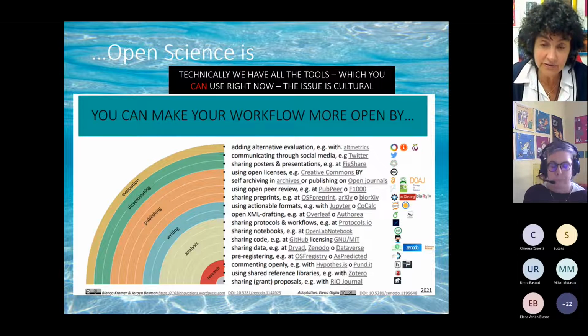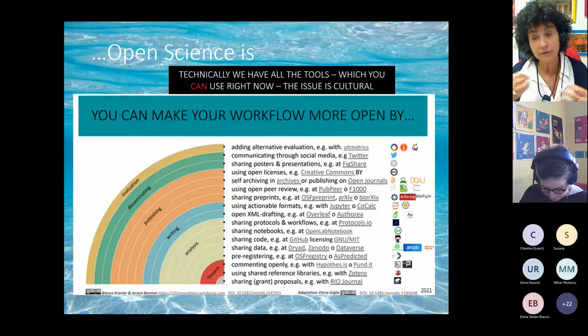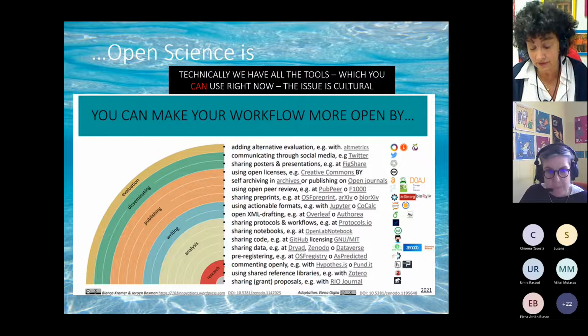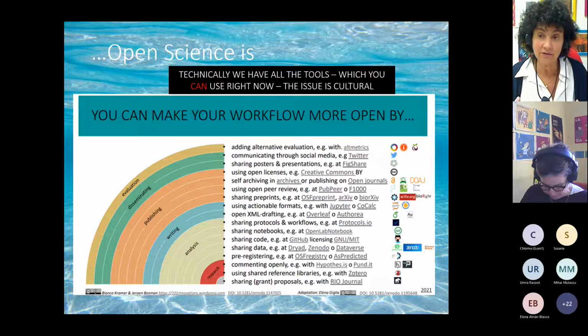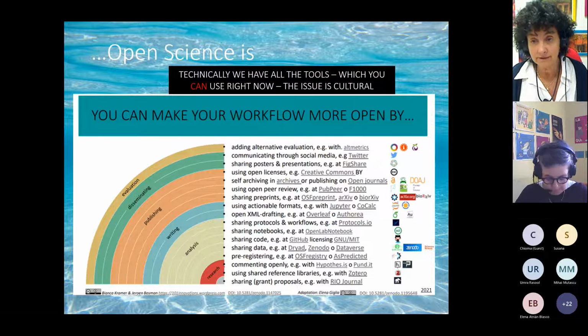It will negatively affect the evaluation of your proposal. You need to adapt open science practices to your project, just because open science is a method, okay? It's a new way of doing science. So the more your entire workflow is open, the better, okay?